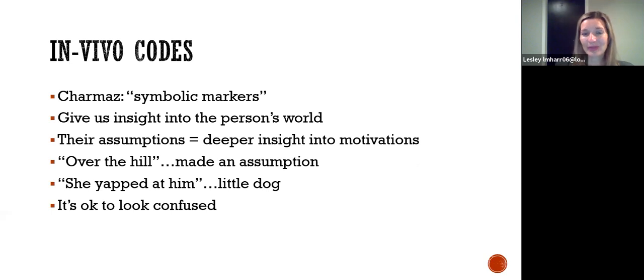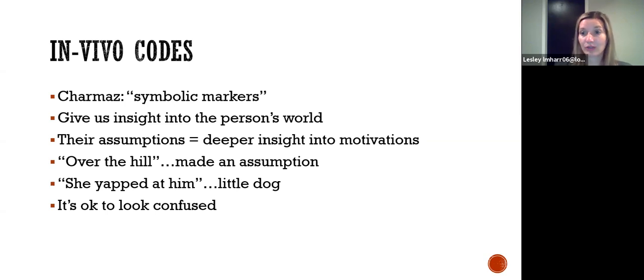She also brings up this really wonderful thing called the ability to use in vivo codes. And what Kathy Charmaz says is that these are symbolic markers. They give us insights into the person's world. These are their assumptions, deeper insights into their motivations. So, for example, over the hill is something that can be used as an in vivo code. It makes an assumption about a person's age.